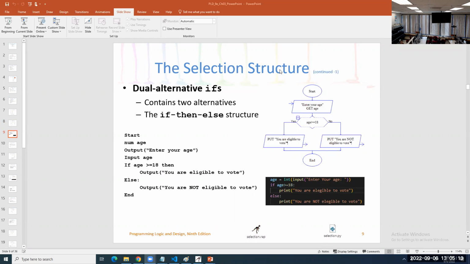So think about this very simple problem with the selection structure here. We have a program to get the age of the user, right? And you check the condition here. If age is greater than or equal to 18, you print that you are eligible to vote. If not, you are not eligible to vote here. So in the selection, you always have a condition to check, and the output of the condition is a Boolean value.